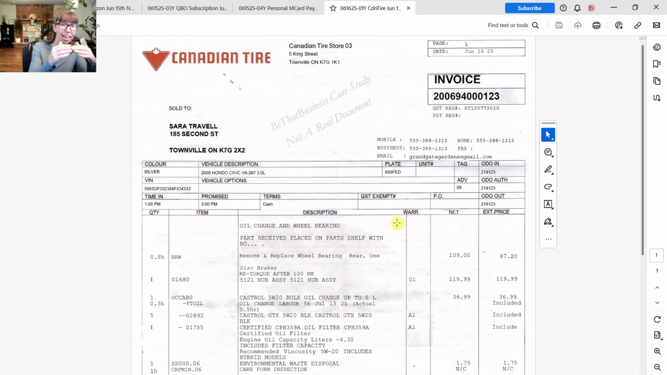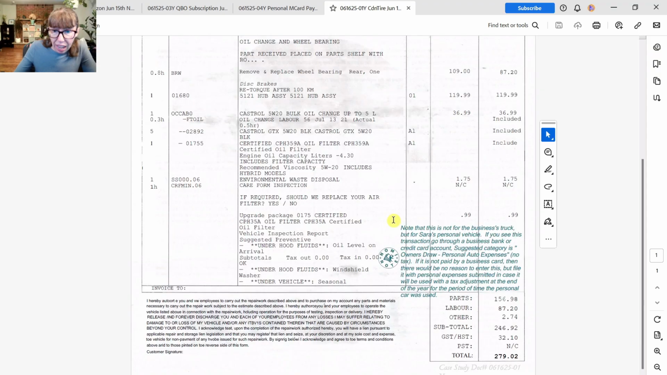And I did create an owner's draw, owner's vehicle expenses account, not on the profit and loss, but on the balance sheet, like a sub account of owner's draw, just in case at the end of the year, if we want to do some math or prorate those amounts, at least we have a list of the things that she gave me. So that's just a Naomi way of doing things. And we can see that the total is $279.